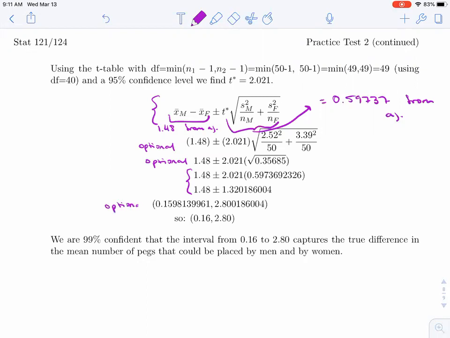In terms of how much work you have to show, you have to show the formula. You have to plug in the values. You have to find or show the margin of error. And then you have to show the rounded answer. We're 99% confident that the interval from 0.16 to 2.8 captures the true difference in the mean number of pegs that could be placed by men and by women.